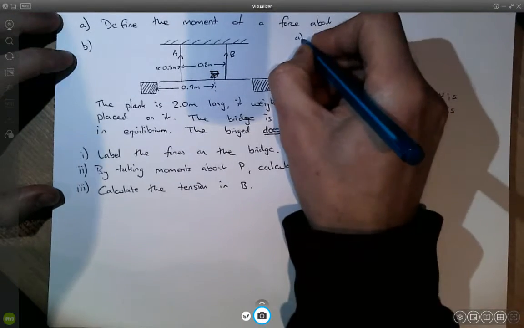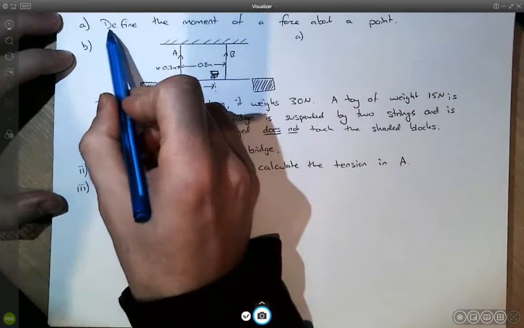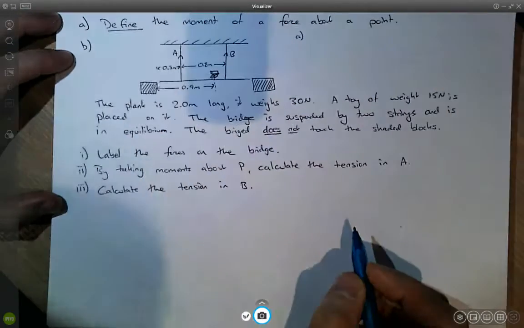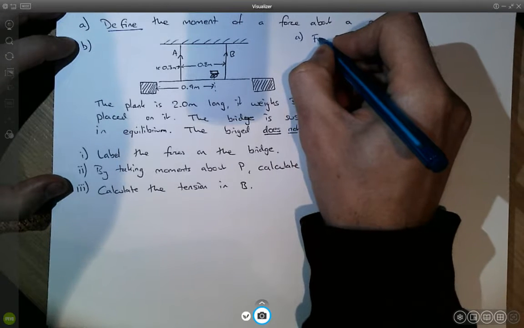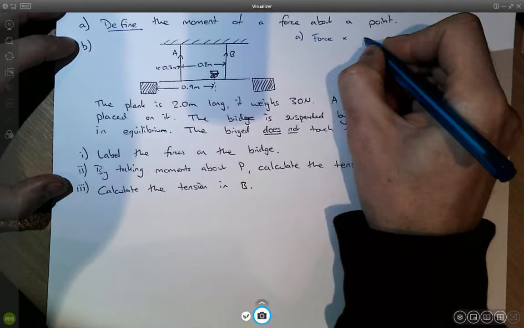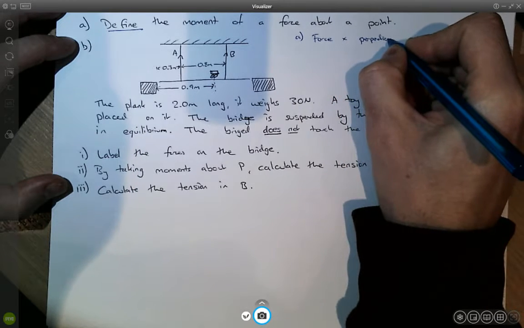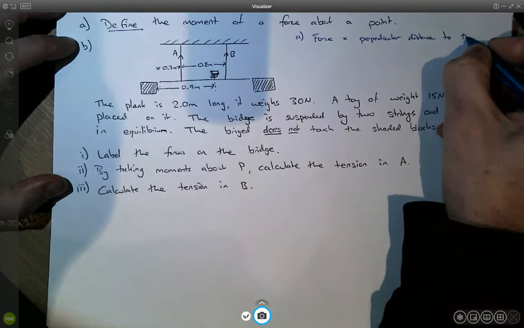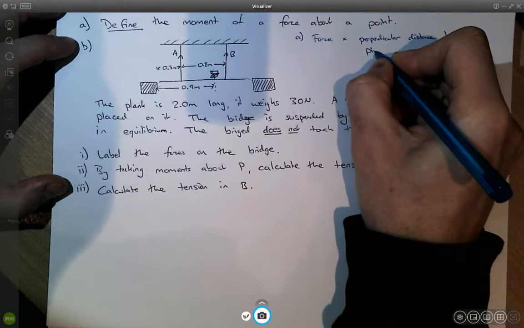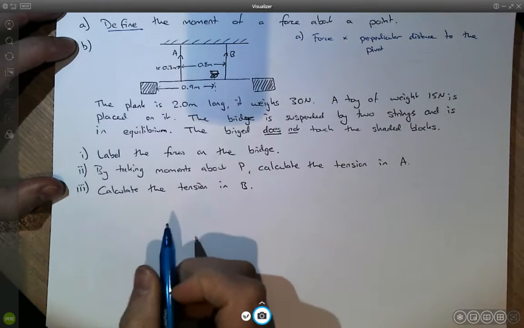So part A says define the moment of a force about a pivot. Usually in physics, when it says define, it means write down the formula in words, if there is a formula, and here there is. So the definition is force times perpendicular distance to the pivot. And all bits of this are important. Perpendicular is important, and to the pivot is also important.